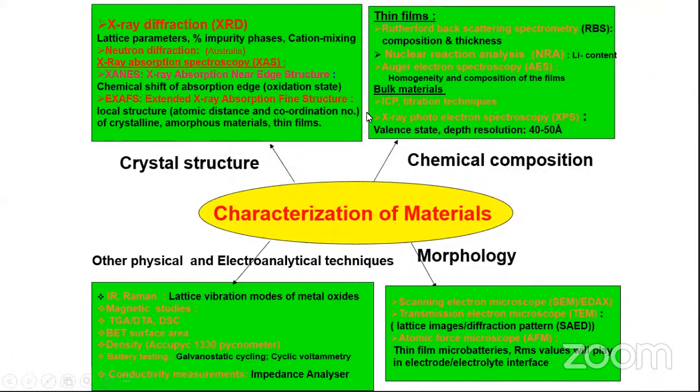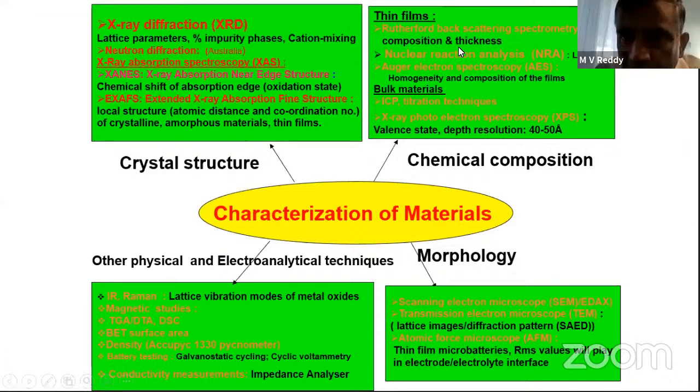For chemical composition, it's nice to use Rutherford backscattering spectroscopy. If it is light elements like lithium or sodium, we need nuclear reactions, and sometimes the homogeneity of thin films is checked by other methods, and XPS, X-ray photoelectron spectroscopy, to know the oxidation state. Again, it's very difficult to conclude the exact composition based on XPS, so we need complementary tools to confirm the composition obtained by XPS.